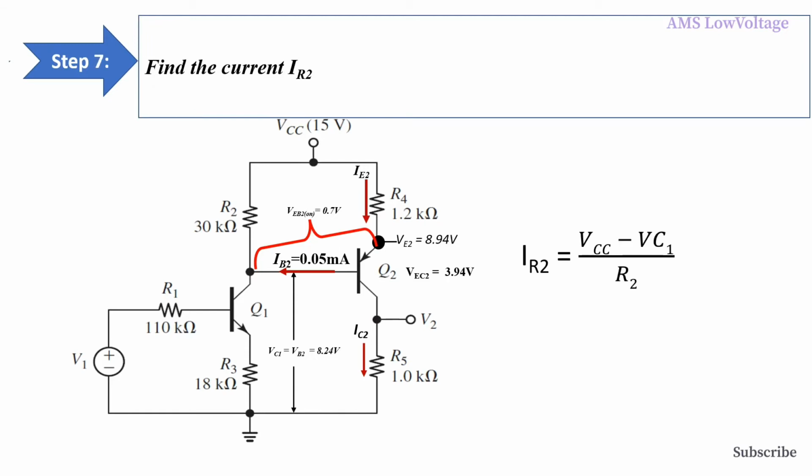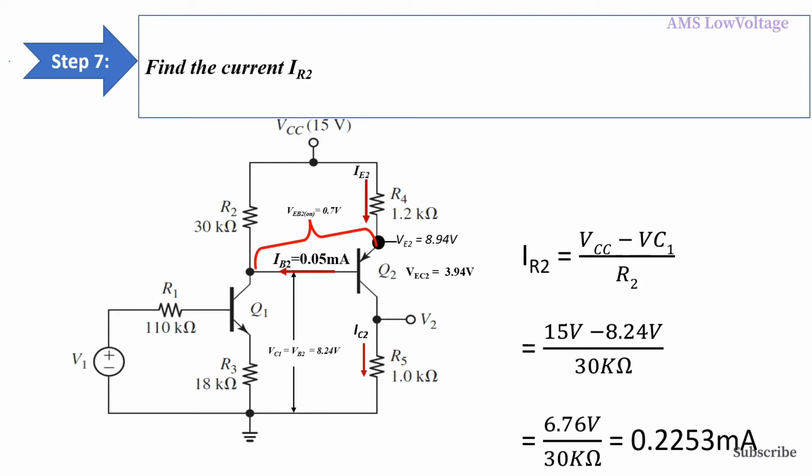Step 7. Find the current IR2. IR2 equals VCC minus VC1 divided by R2. So we put these values in this equation: 15 volt minus 8.24 volt divided by 30 kilo ohm. As you can see, the R2 value is 30 kilo ohm. So we can find IR2 equals 0.2253 milliampere.